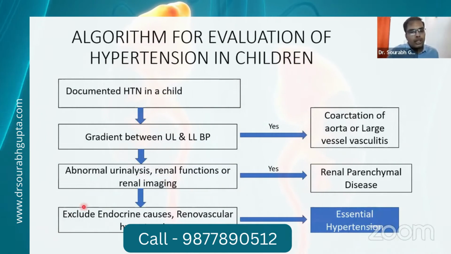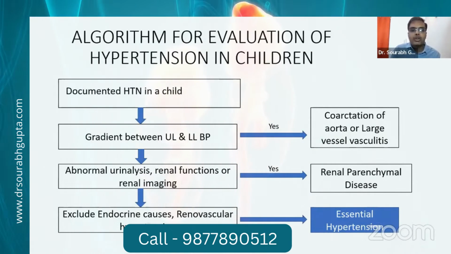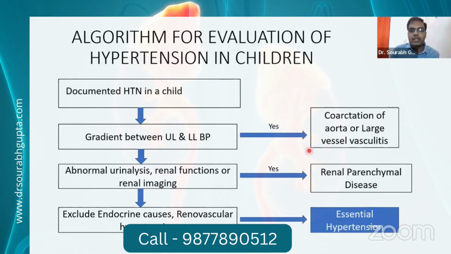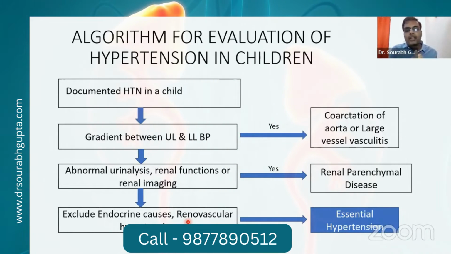Then one has to exclude the endocrine causes based on clinical examination, history, and evaluation, and renovascular hypertension. Large vessel vasculitis can also cause renovascular hypertension without causing any gradient, but Takayasu can have pulseless disease and variation in the blood pressure in the limbs. So renovascular hypertension one has to rule out by doing a 4-limb BP, then look for a bruit, and features of hyperaldosteronism in the lab report will help you, and features of asymmetric kidneys will help you in knowing if it is renovascular hypertension.